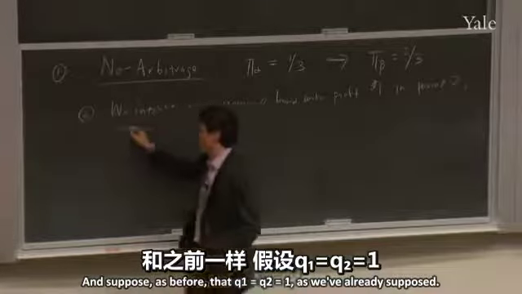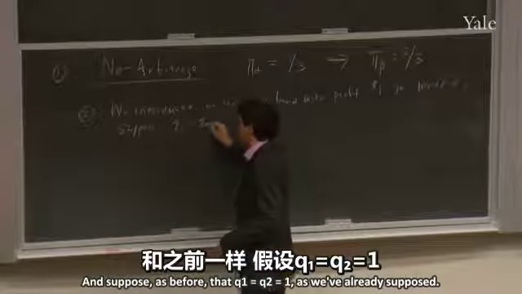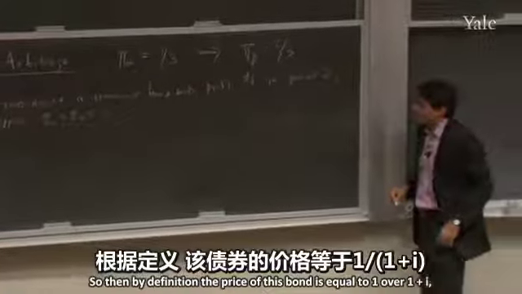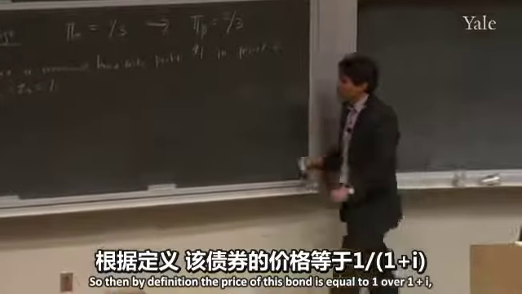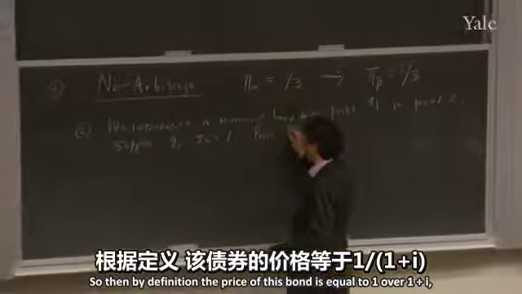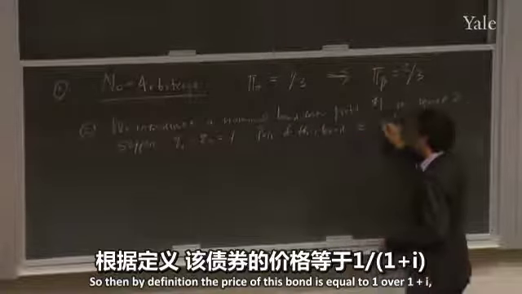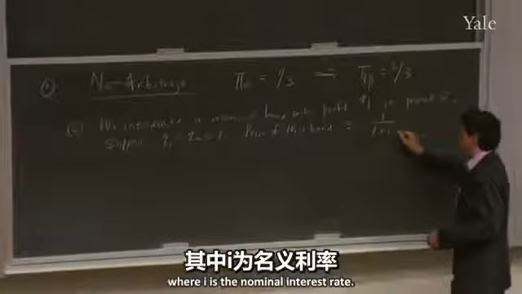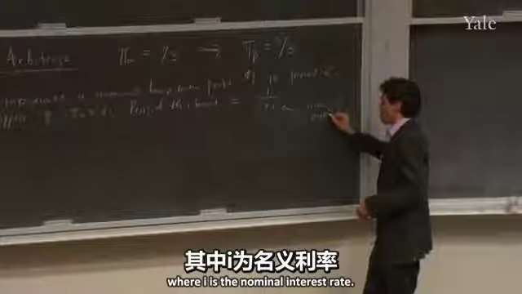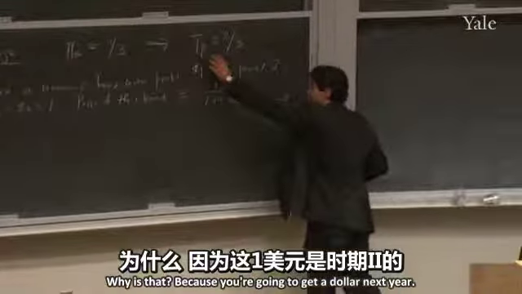And suppose, as before, that Q1 equals Q2 equals 1, as we've already supposed. Okay, so can we figure out, by definition, the price of this bond is equal to 1 over 1 plus I, where I is the nominal interest rate. Why is that? Because you're going to get $1 next year.